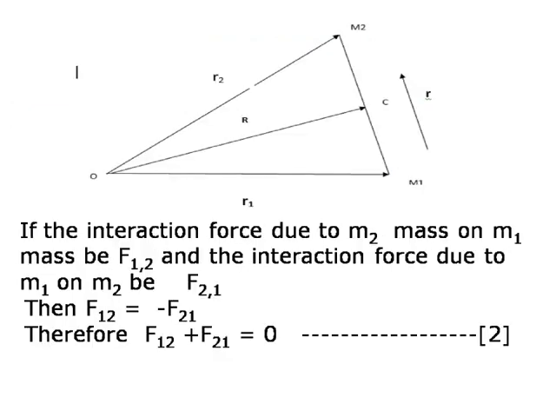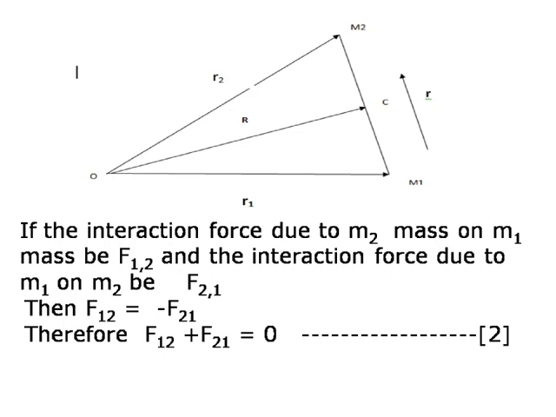The figure is shown here. O is the origin of the Cartesian system of coordinates. The position of m1 particle is r1. The position of m2 particle is r2 from the origin, and the position of center of mass of m1 and m2 particles is at point C, where OC is equal to capital R. Also, the position vector of m2 from m1 is vector small r.